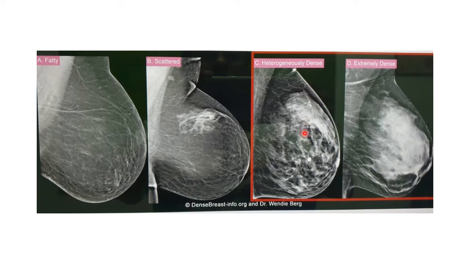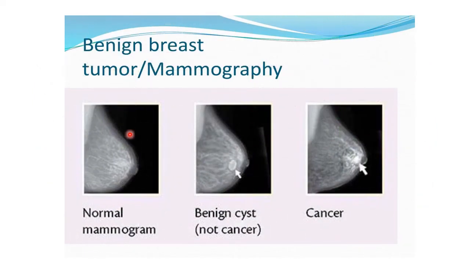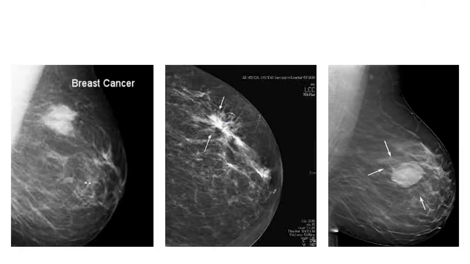All right, so this is a series of changes to show the BIRADS changes. Benign breast tumor mammography, normal mammogram, you can see here. Benign cyst, not cancer, and a very dense lesion which is malignant. Okay, breast cancer. Here another lesion, breast cancer, speculated calcifications and very dense. This is another feature of a breast cancer.